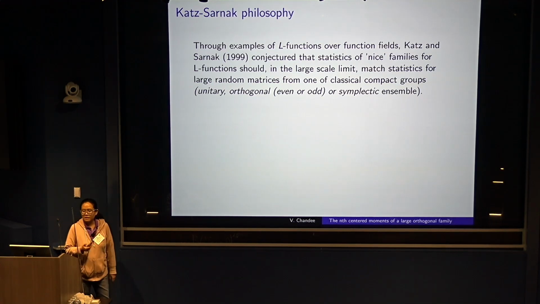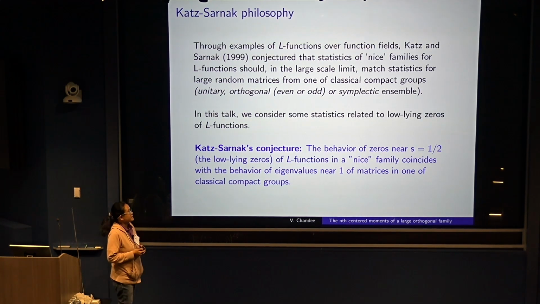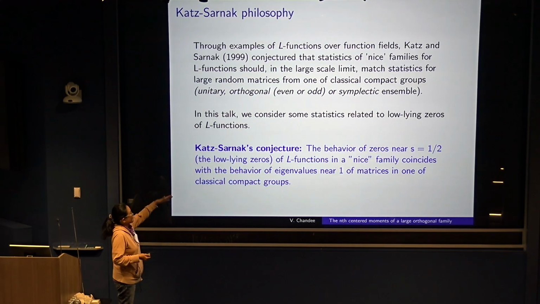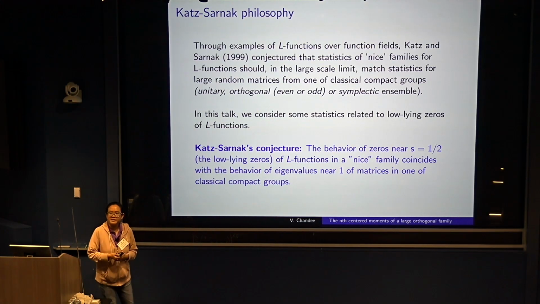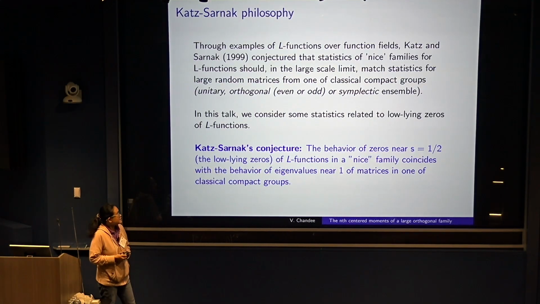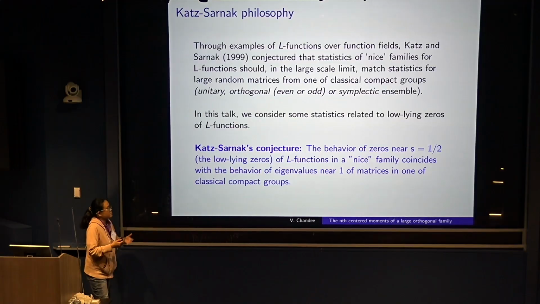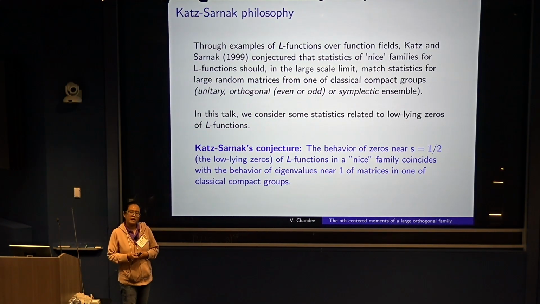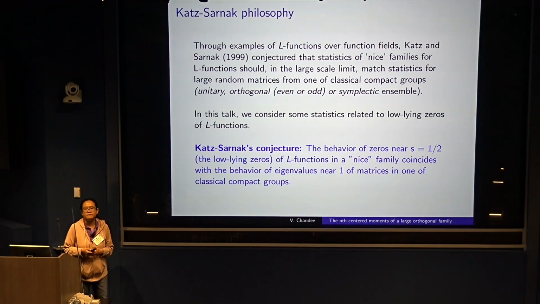And in this talk, we're going to consider some statistics related to low-lying zeros of L-functions. We're going to rephrase this conjecture: we look at the behavior of zeros near s equals 1/2, and that's the low-lying zeros. In a nice family, that should coincide with the behavior of eigenvalues near one of matrices in one of the classical compact groups that I mentioned earlier.